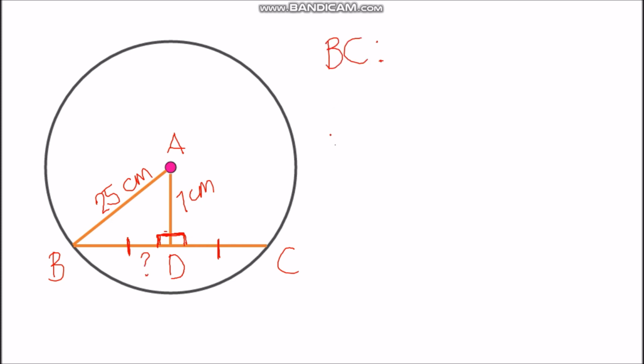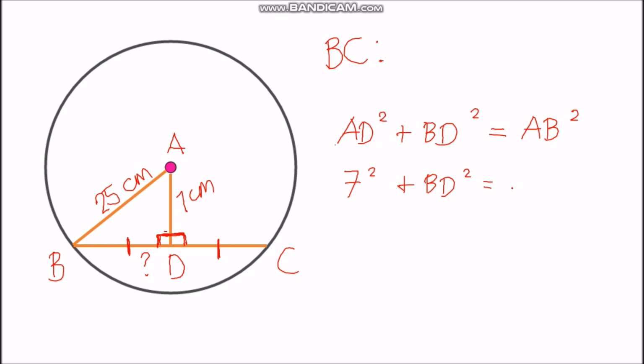Now, to solve for segment BD, since this is a right triangle and there are two sides given, we can use the Pythagorean theorem. So, our formula here will be AD squared plus BD squared. You add the squares of the legs and it will be equal to the square of the hypotenuse, which is segment AB. So all you have to do now is to substitute the values. So you have 7 squared plus BD squared equals AB squared, which is 25 squared.